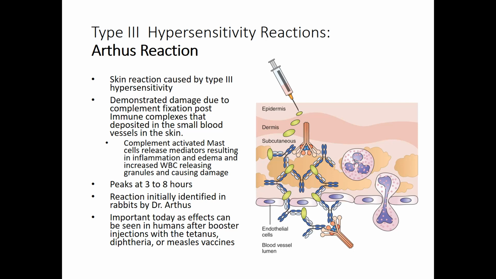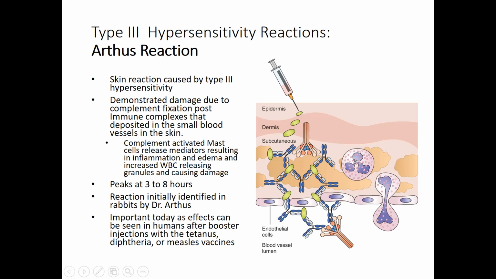But what is an Arthus reaction? Very similar, really, to what we're going to see in just a minute. But it's a reaction that we just discussed. It really is a complex mediator reaction where there's tissue damage after complement fixation. The immune complexes that were deposited in the tissues can be deposited in small blood vessels. They complex out into the tissues and cause damage.